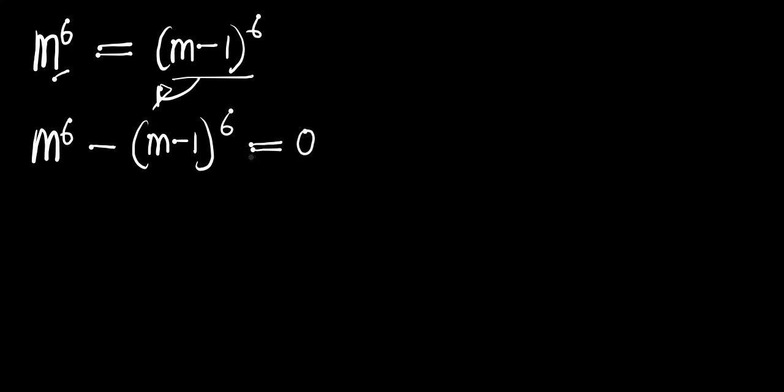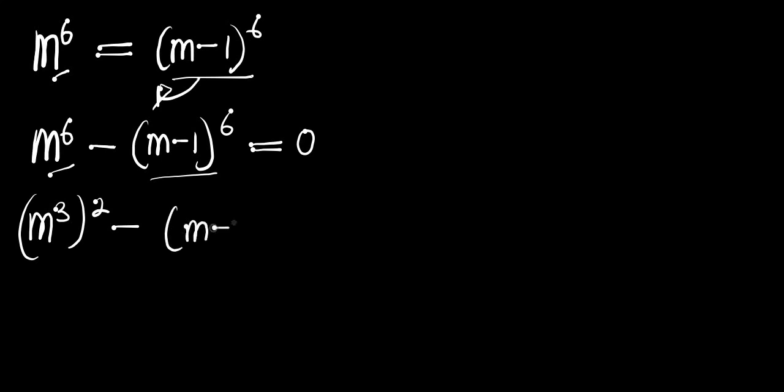What we are going to do is rearrange this equation, so we have n power 6 minus (n minus 1) all power 6, and this equals 0. The next thing we are going to do is rewrite this n power 6 as n power 3, all to the power 2, minus, the same thing here, (n minus 1) power 3, then this is raised to the power of 2, and this equals 0. If you multiply these two exponents, you are going to have 6, and if you multiply 3 by 2 again, you are going to have 6.